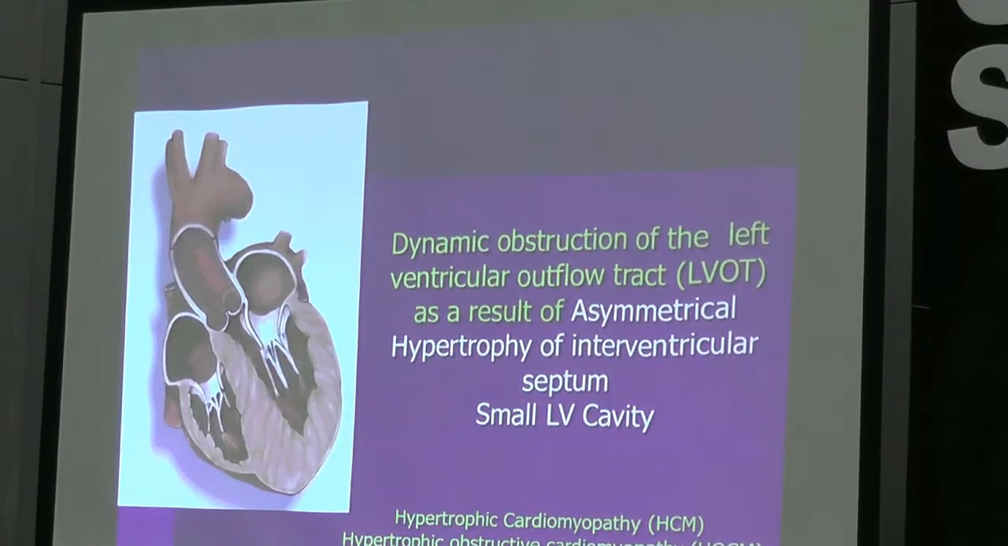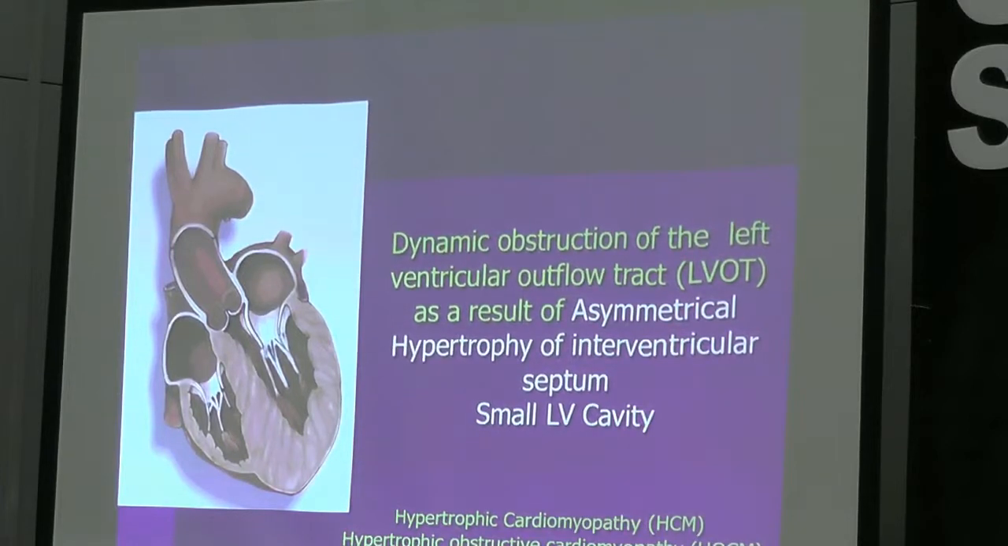It's a dynamic obstruction at the level of the left ventricular outflow tract, which is due to asymmetrical hypertrophy of the interventricular septum. As you know, in hypertensive hearts, you can develop a gross left ventricular hypertrophy. That's nothing to do with HOCM, because that does not cause any obstruction at the left ventricular outflow tract.